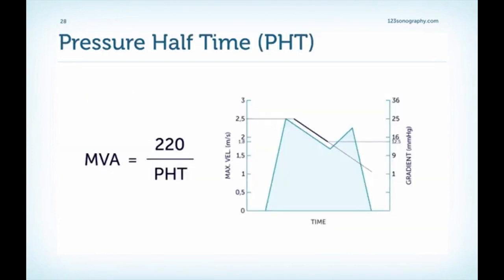The severity of mitral stenosis can also be measured with the help of the so-called pressure half time. Now, what is the pressure half time? Well, basically it's the steepness of the mitral inflow curve in early diastole.